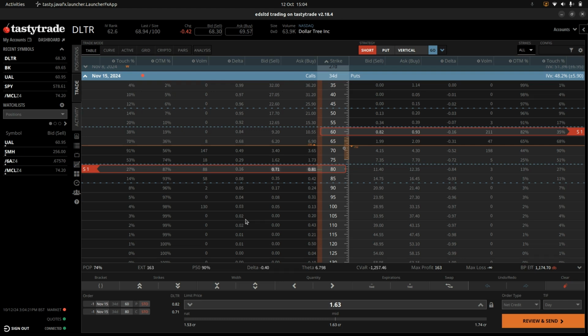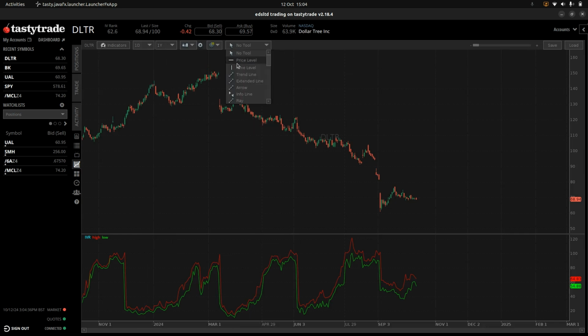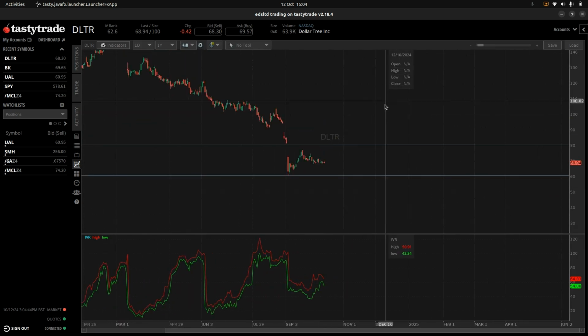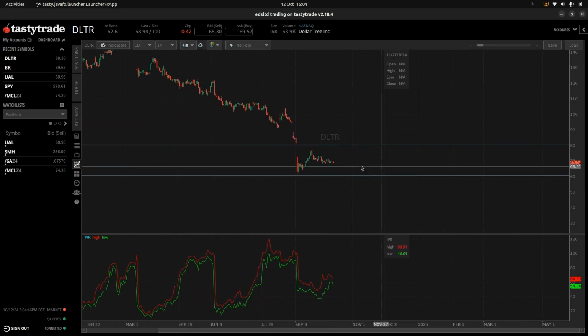So what does this look like on a chart? How can we visualize this? If we go into the Dollar Tree chart, we need to mark price levels out at our contracts' strikes, which are at 60 and 80. So if we just do that now at 60 and 80. As we can see here, this is the range that we've essentially created for ourselves.